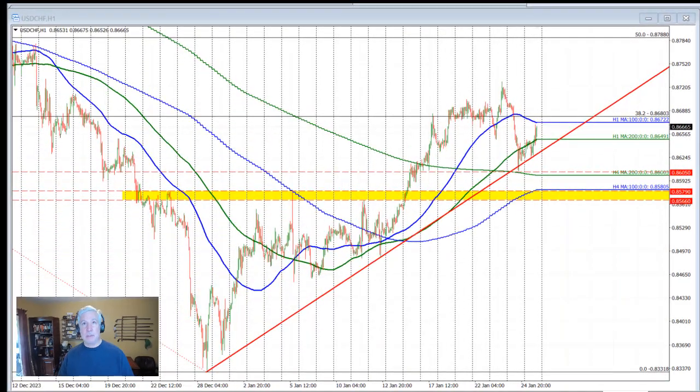This is a Forex quick look. Take a look at the dollar versus Swiss. Today's date is January 25th, 2024. The dollar's a bit mixed today. For instance, the dollar versus yen, the dollar is lower. The dollar versus Swiss, the dollar is higher from yesterday's close.